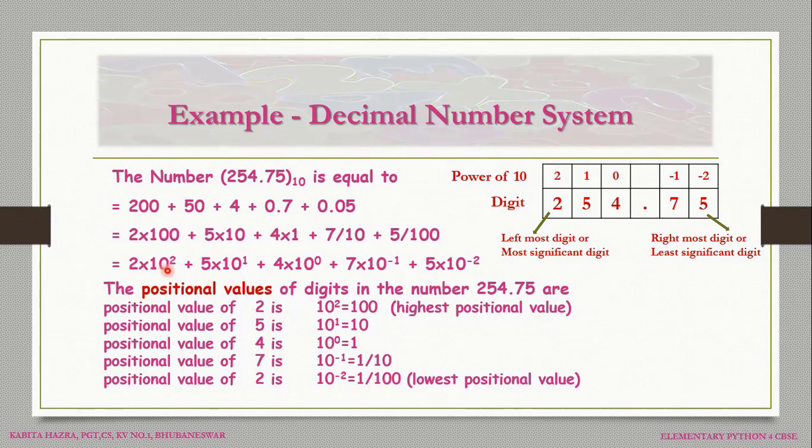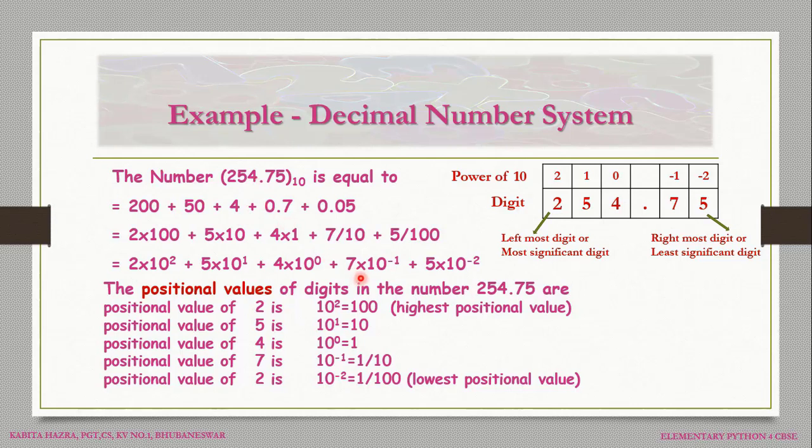2 into 10 power 2 means 2 into 100. This digit 2 is said to be in the hundreds place. Similarly, 5 into 10 power 1 is 5 into 10, that is 50. So 5 is said to be in the tens place. 4 into 10 power 0 is 4 into 1, which is equal to 4. So 4 is said to be in the units place.